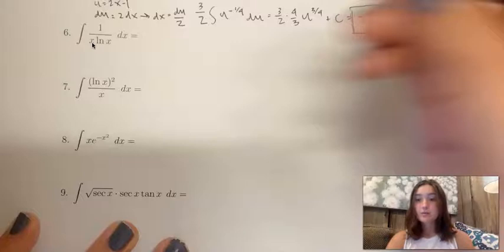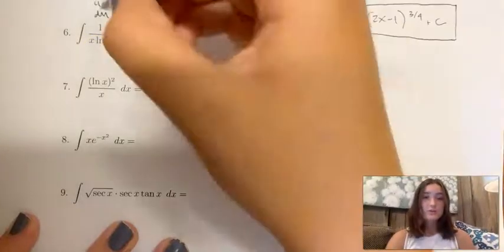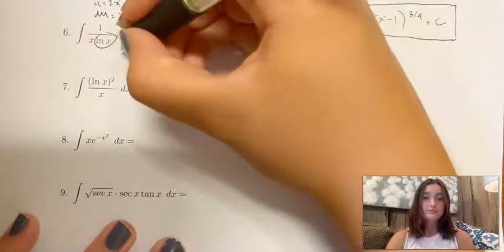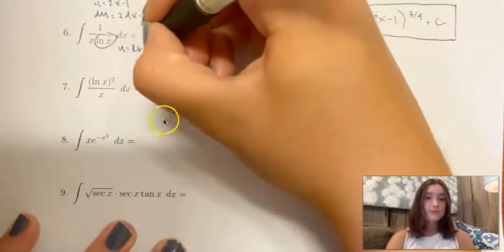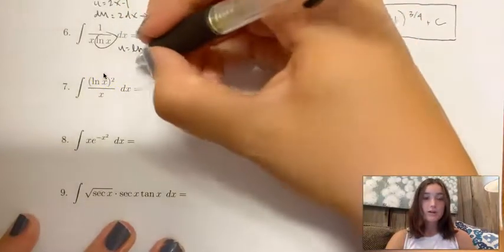because again, we want to be able to cancel things out whenever possible, and if the derivative of u shows up somewhere in the problem, then we're probably going to be able to cancel out some x's, which is always good because it makes things simpler. So I'm going to choose ln x as my u, and then my du is going to be 1 over x.